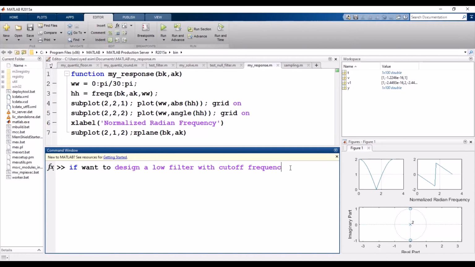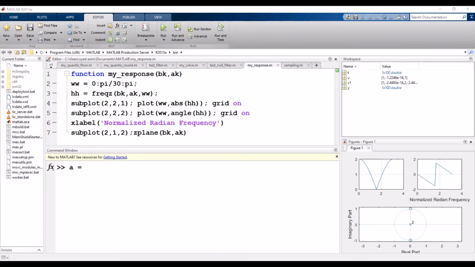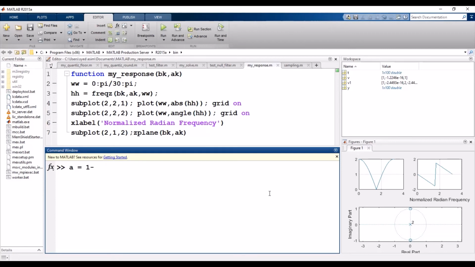Now what is alpha? Alpha is equal to, let's suppose A is equal to 1 minus sine omega c, where omega c is equal to 0.45 times pi, divided by cos of 0.45 times pi. We calculate the value of alpha.